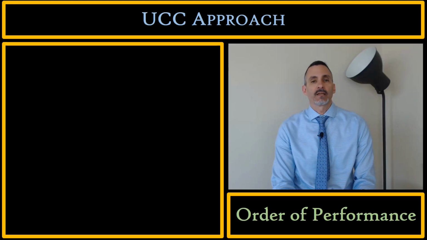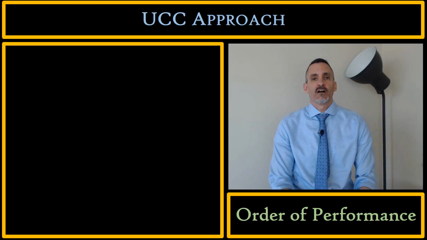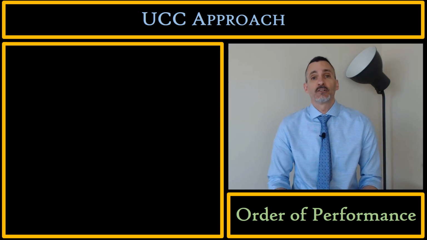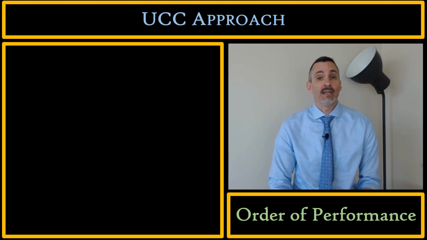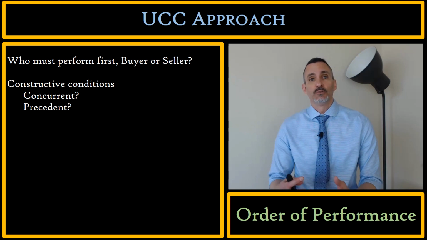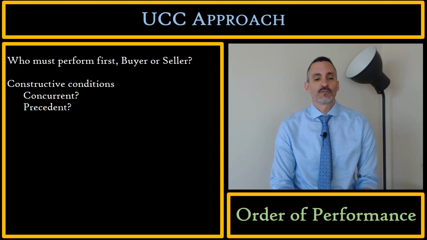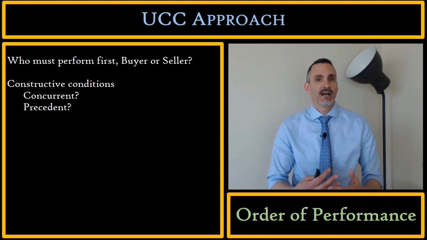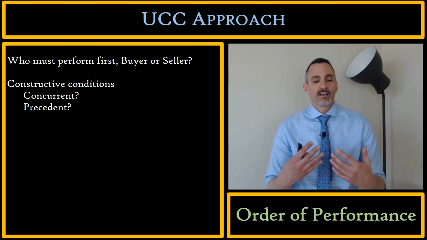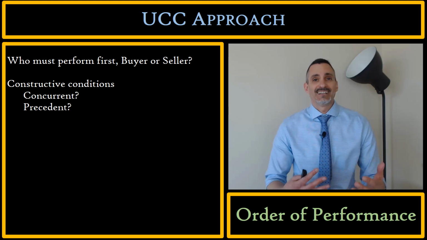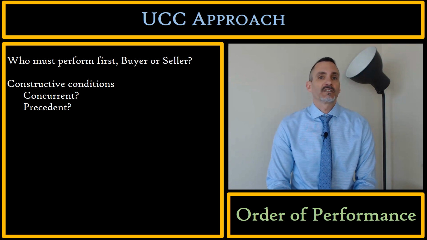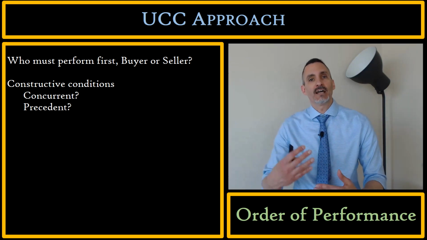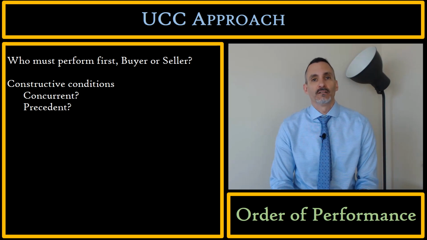All right, our first topic, what is the order of performance of buyer and seller? Remember, buyer promises to buy the goods, seller promises to sell the goods. Naturally, buyer's promise to buy means a promise to pay. Seller promises to deliver the goods. Who goes first? Well, remember what we talked about in common law, constructive conditions. Is this a constructive condition concurrent, where both parties have to perform at the same time? Or is it a constructive condition precedent, where one party has to perform before the other party? Well, let's look at what UCC says.